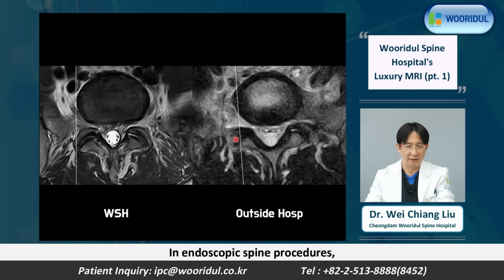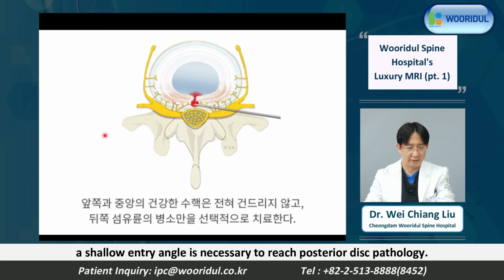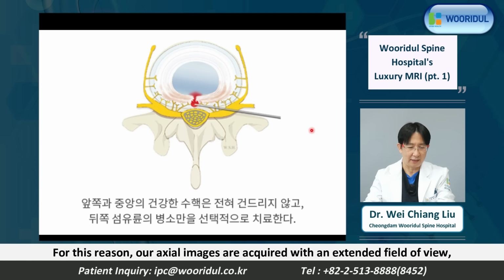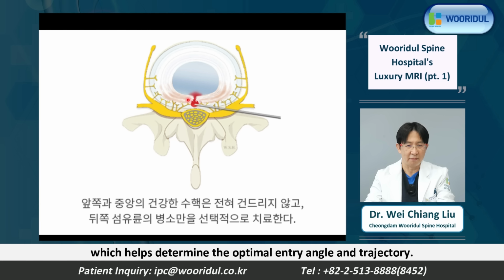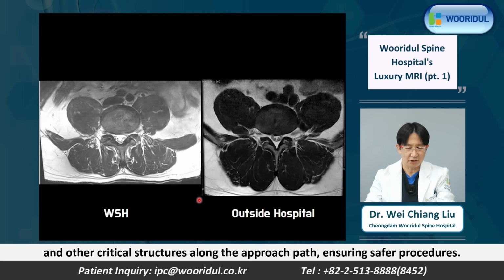In endoscopic spine procedures, a shallow entry angle is necessary to reach posterior disc pathology. For this reason, our axial images are acquired with an extended field of view, which helps determine the optimal entry angle and trajectory. This also allows us to identify vessels and other critical structures along the approach path, ensuring safer procedures.